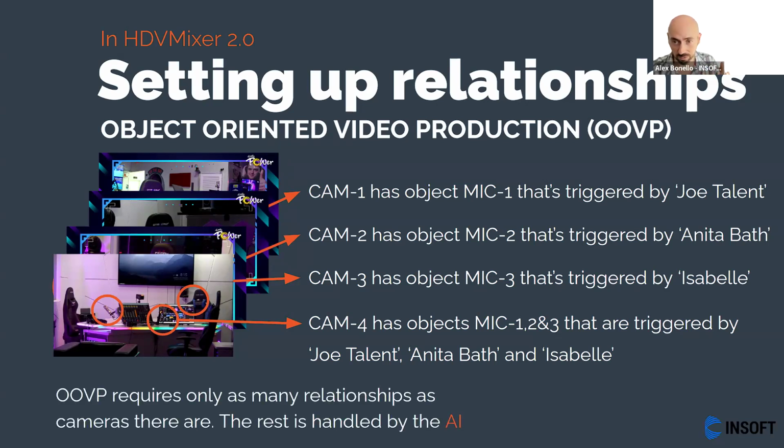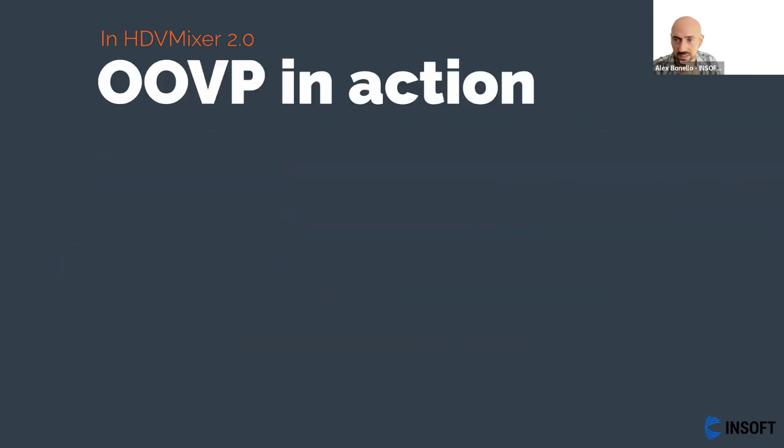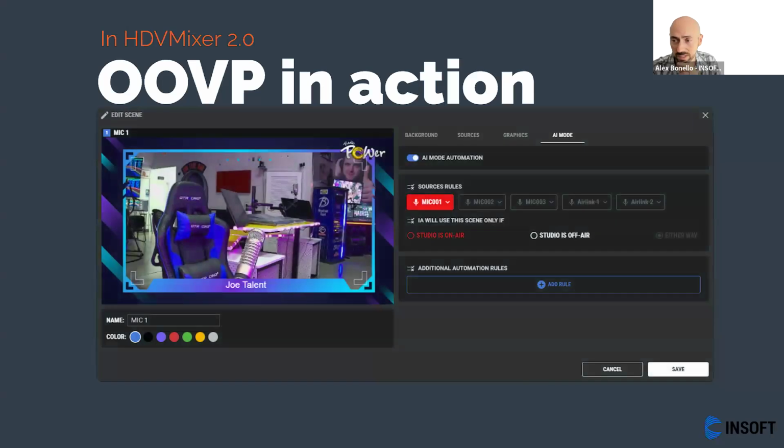So as you can see, for this to work, you just need to configure these relationships just once for each studio. And you have as many relationships as cameras you have. So if you have 4 cameras, it's as simple as configuring these 4 options, and that's it. And let's see OOVP in action.